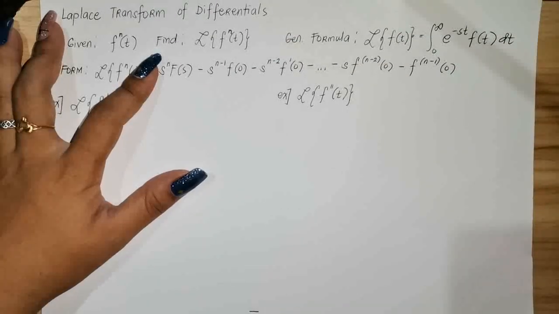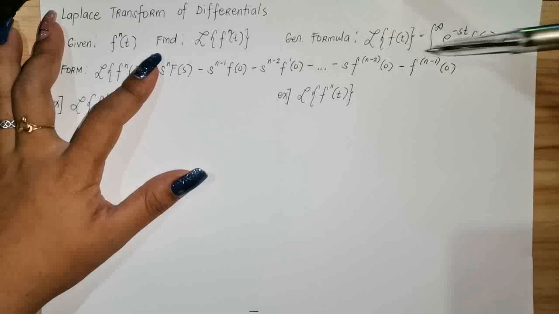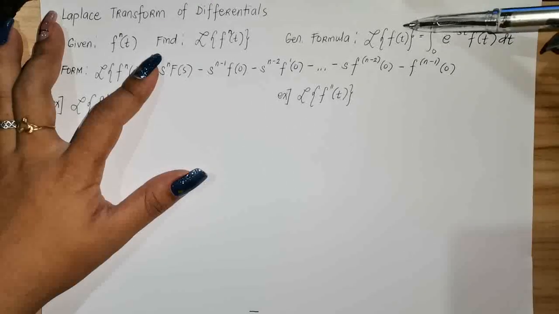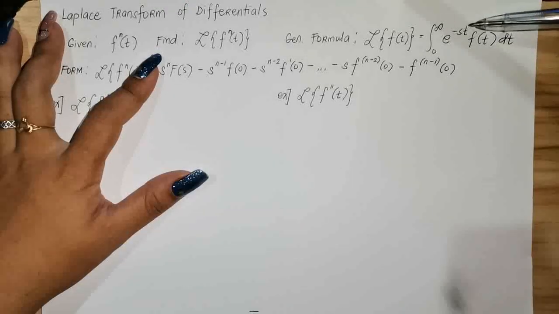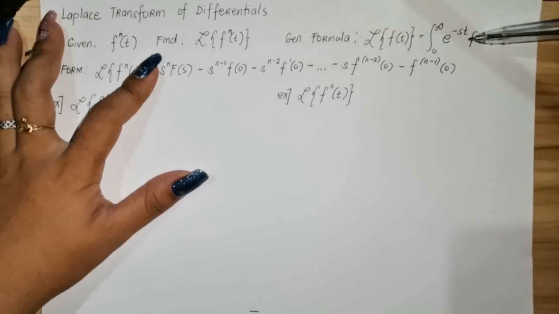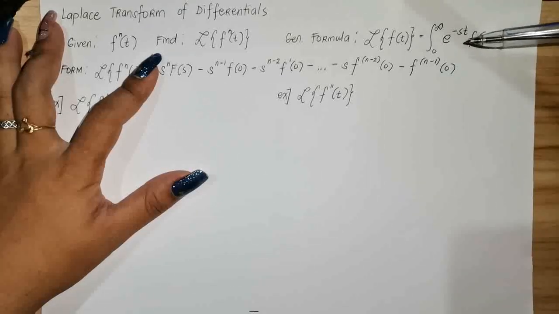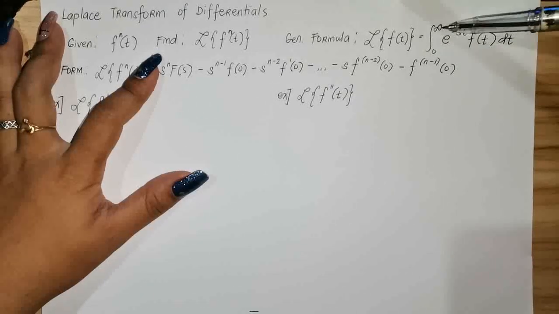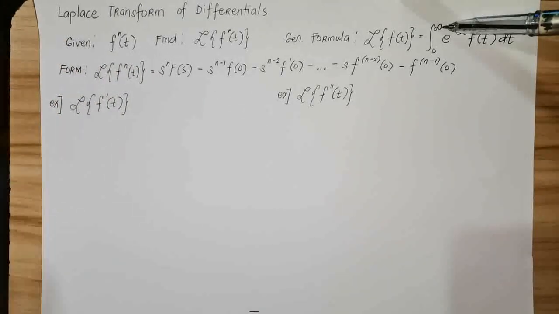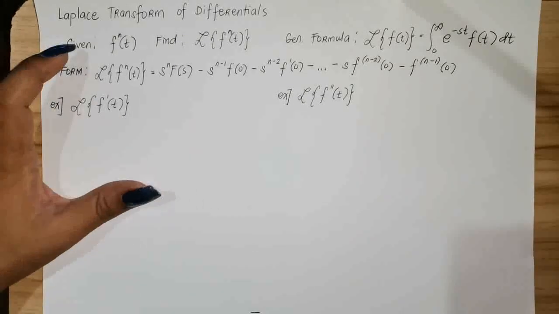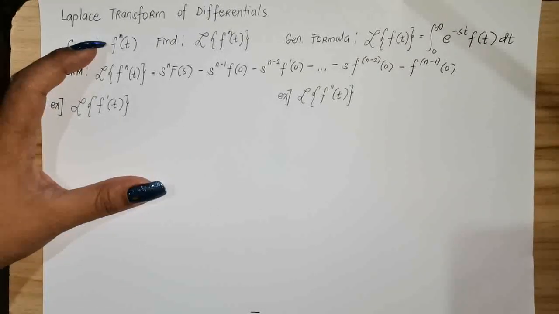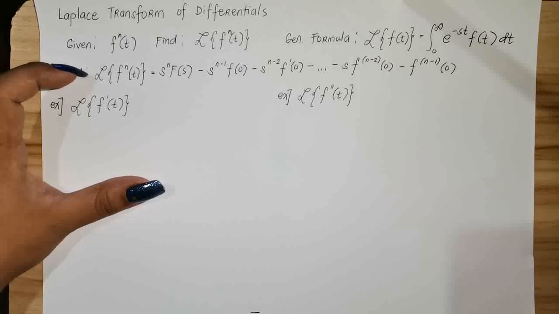So the general formula for the Laplace transform is this one. You have the Laplace transform of the given function of t equated to the integral of e raised to negative st multiplied by the given function of t dt, wherein your limits are always from 0 to infinity. Now, we have a shortcut formula for any nth derivative. If you will get the Laplace transform of any nth derivative, you can follow this formula.